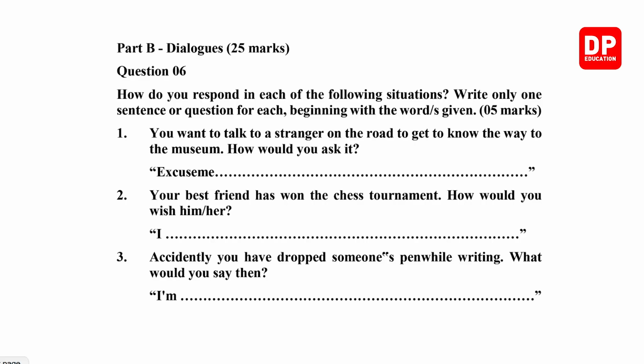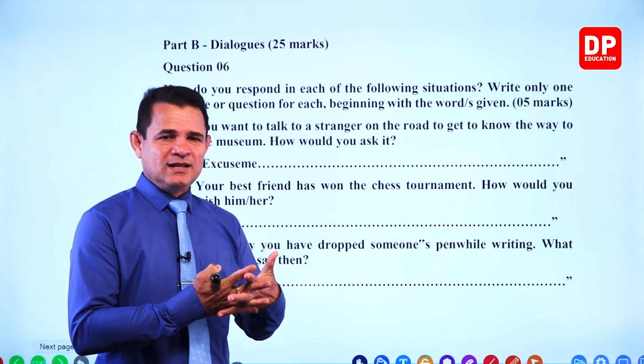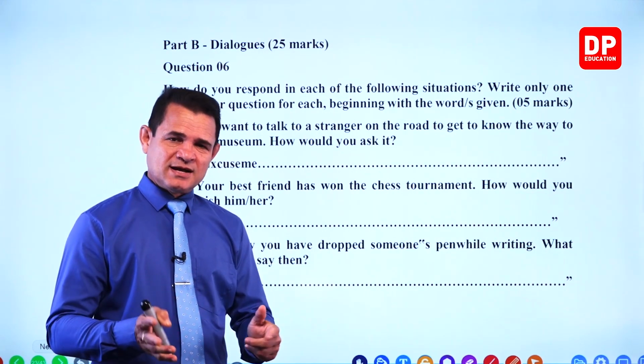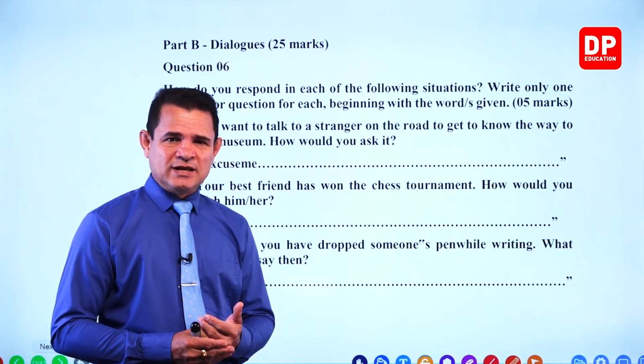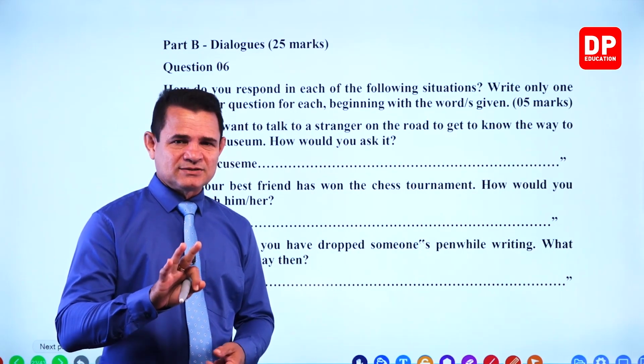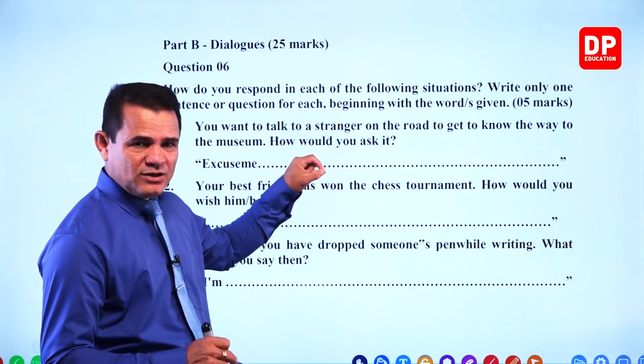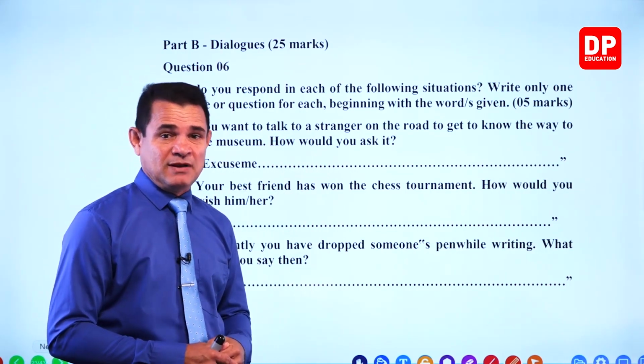Right. So then part B, dialogues. Now we come to dialogues after the reading section. A section like this will definitely come in the exam. There are 3 parts. A situation is given and you have to write how you would respond. Look at the question.